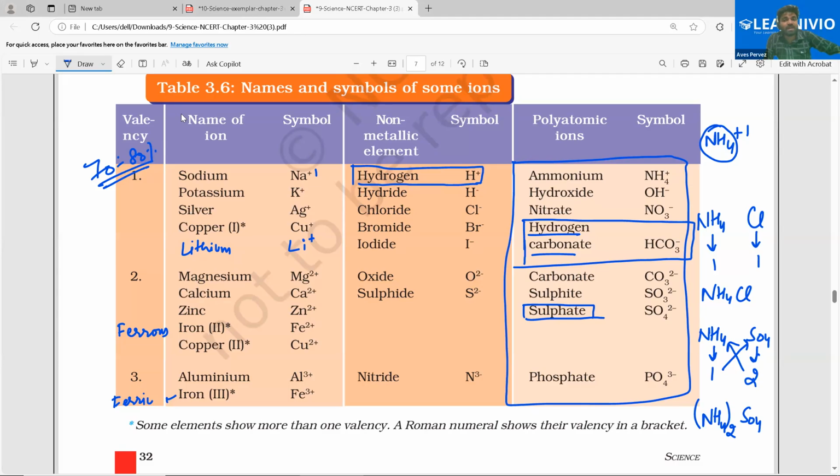What is the formula of the phosphate ion? The phosphate is PO4, its valency is 3. So memorize this column only. You have to memorize it by heart.